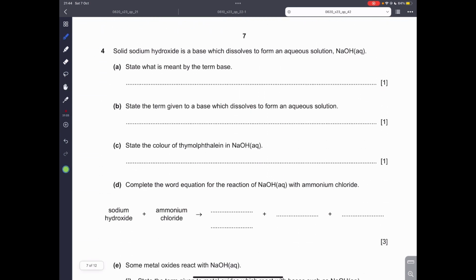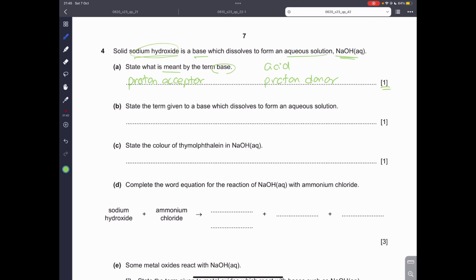Question number 4. Solid sodium hydroxide is a base which dissolves to form an aqueous solution, NaOH. State what is meant by the term base. So for a base, you have to write its scientific meaning. It is simply a proton acceptor. And alternatively, if they ask you what is meant by the term acid, you have to say that it is a proton donor. In this way, you can guarantee the 1 mark.